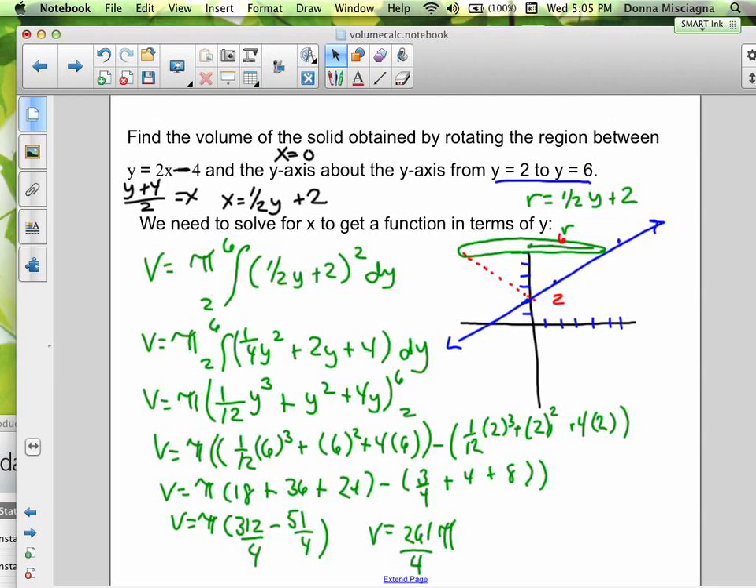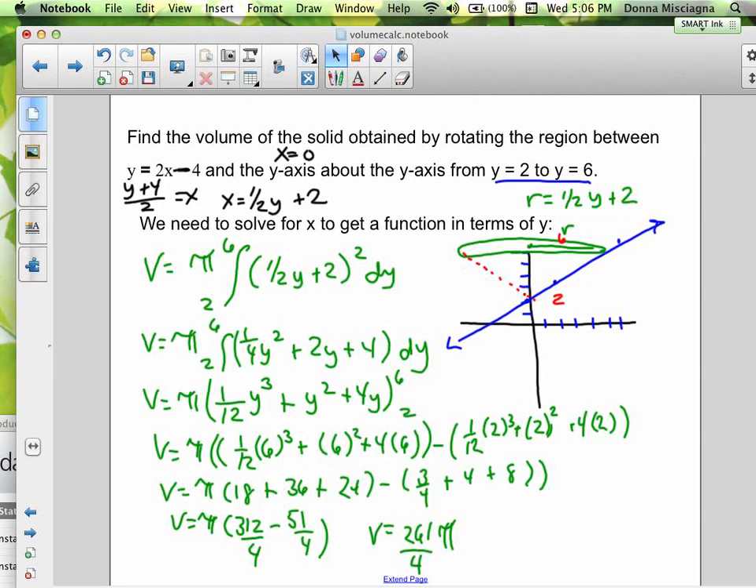So that's going to be 1/12 y cubed, so we increase the exponent by 1, right, and we divide. So we'd be increasing the exponent to 3 and dividing by 3. So we have 1/12 y cubed plus y squared plus 4y evaluated from 2 to 6.